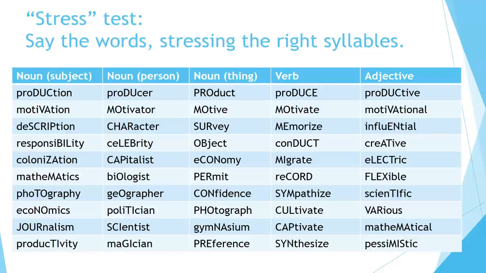Production, motivation, description, responsibility, colonization, mathematics, photography, economics, journalism, productivity. Column 2, producer, motivator, character, celebrity, capitalist, biologist, geographer, politician, scientist, magician. Third column, product, motive, survey, object, economy, permit, confidence, photograph, gymnasium, preference. Column 4, produce, motivate, memorize, conduct, migrate, record, sympathize, cultivate, captivate, synthesize.